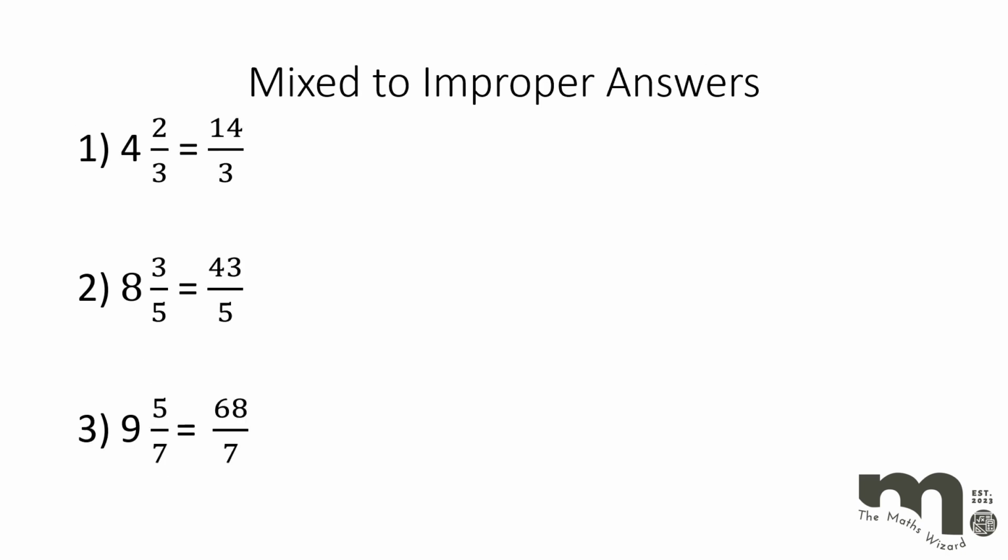Okay, let's have a look at the answers to these then. So here, as you can see, we've got 4 times 3, and then you're going to have that extra 3, which makes it 43 over 5. Then you've got 9 times 7, which is 63. Add on that 5, you get to 68 there.